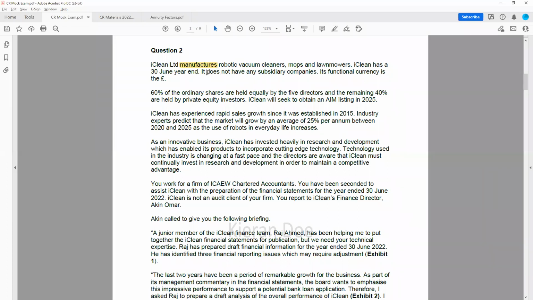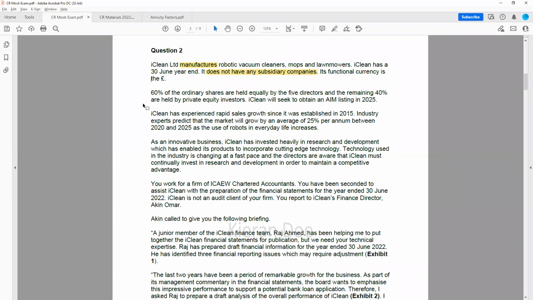It does not have any subsidiary companies, so we're not going to have any group issues in this question unless there's associates and joint ventures and things like that. But looking at the issues, it doesn't appear as though that's the case. Functional currency is the pound.